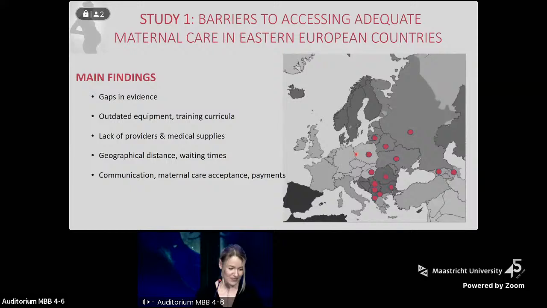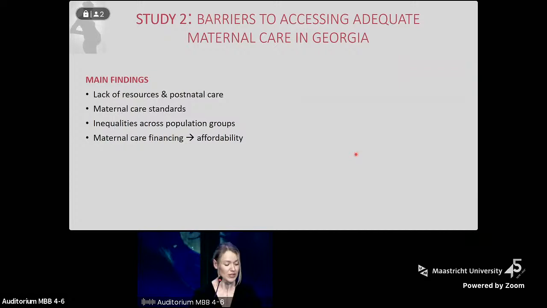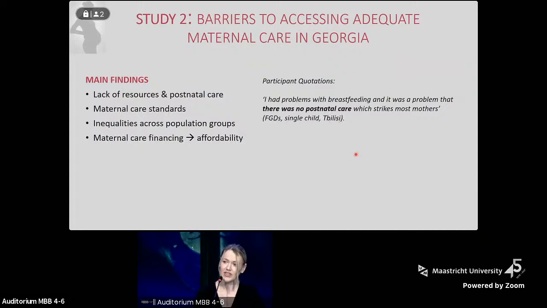The study two in Georgia revealed barriers in care provision with respect to lack of resources in terms of healthcare provider availability and also medical devices, and the almost non-existent postnatal care. The first quotation is an example for that. "I had problems with breastfeeding, and it was a problem that there was no postnatal care, which strikes most mothers." Furthermore, the maternal care standards were also inappropriate in terms of provider knowledge and skills, evidence-based treatment, and also provider attitudes, and the perceived need of women to carefully pick maternal care providers to avoid such poor attitudes.